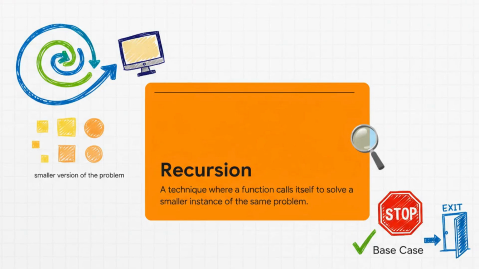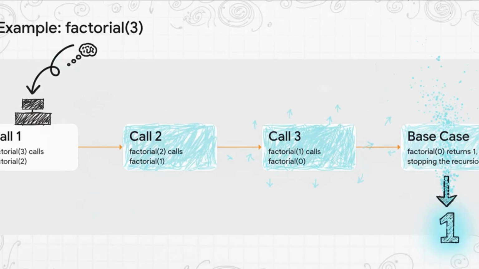First, you need a recursive case. That's the part where the function calls itself, but with a slightly smaller piece of the problem. And second, and this is absolutely 100% critical, you need a base case. This is the stop sign. It's the condition that tells the function, okay, the problem is small enough now, here's the final answer, so you can stop calling yourself. Let's look at a classic example, factorial.